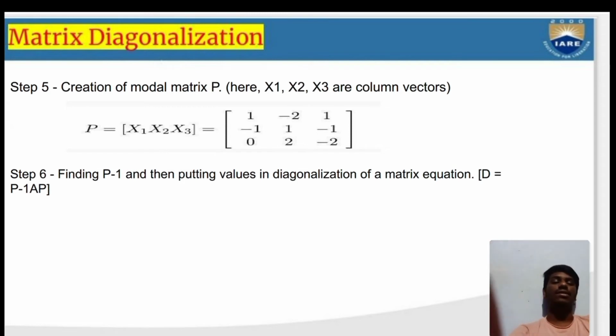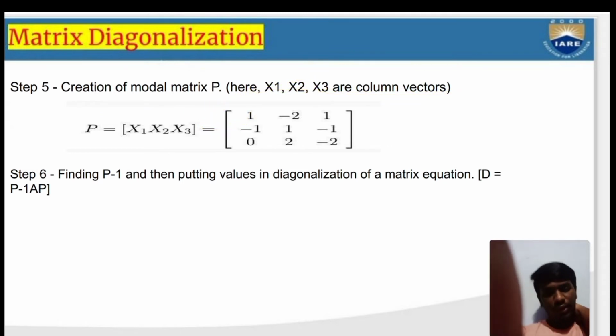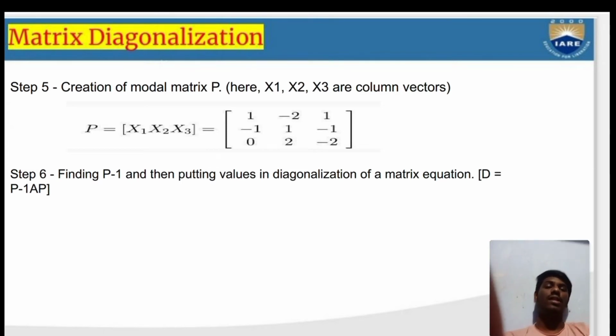Step 5, as we discussed, is the creation of the model matrix. Here x1, x2 and x3 are column vectors. Before, we got 3 eigenvectors. We should arrange them in columns, not rows, as shown in the PPT. P is equal to x1 x2 x3, equal to 1, minus 1, 0, this is the first eigenvector; minus 2, 1, 2, this is the second eigenvector; 1, minus 1, minus 2, this is the third eigenvector. By arranging this way, we will get the model matrix P.